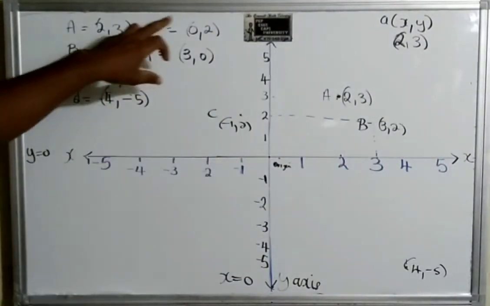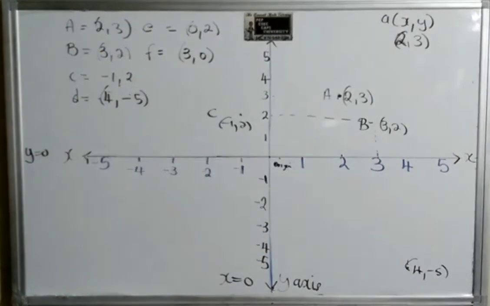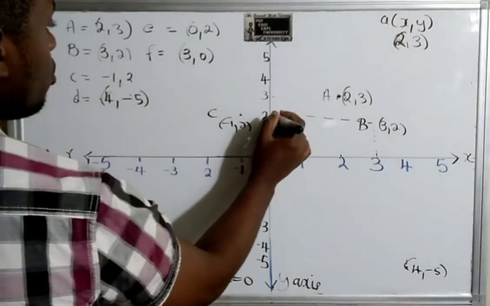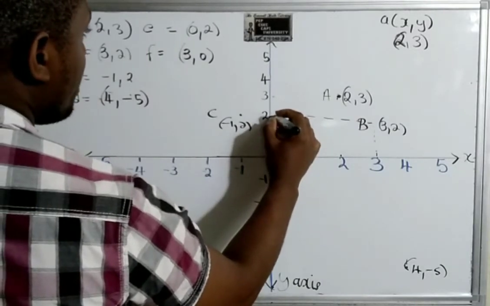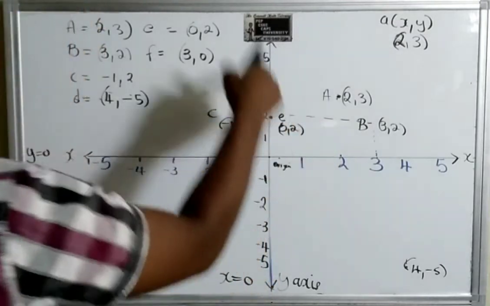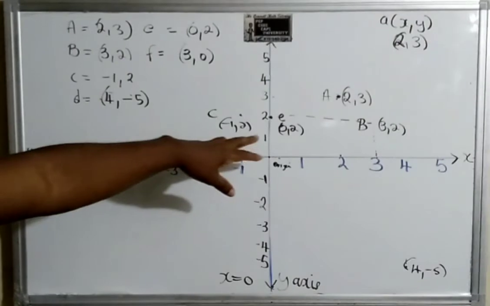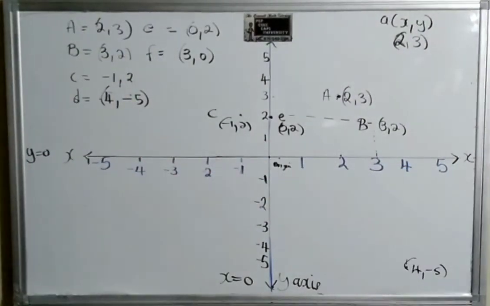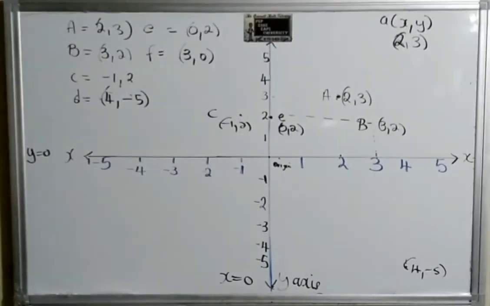Now, the fact that x is 0 means it must fall on the y-axis. That's why I say it's very interesting. So we just find positive 2 right here, and that is E, which is (0, 2). So x is 0 on the y-axis, and on the x-axis, y is 0. So for F, we're going to find 3.